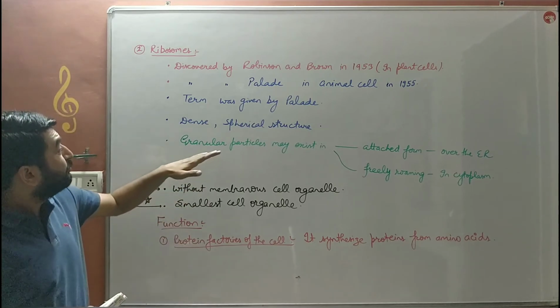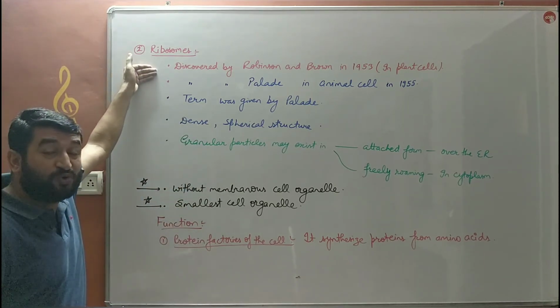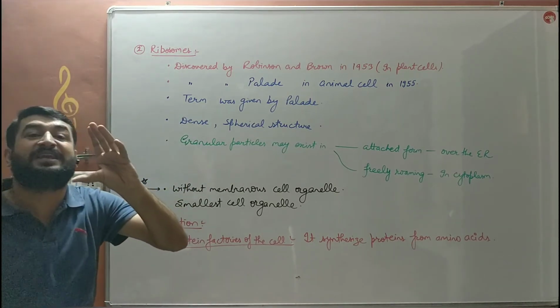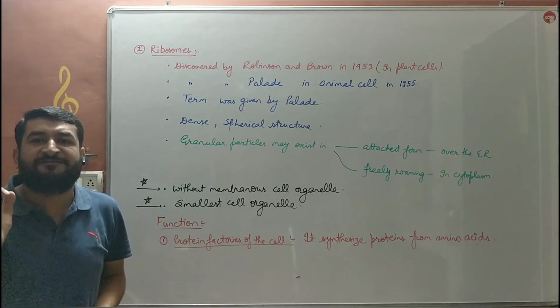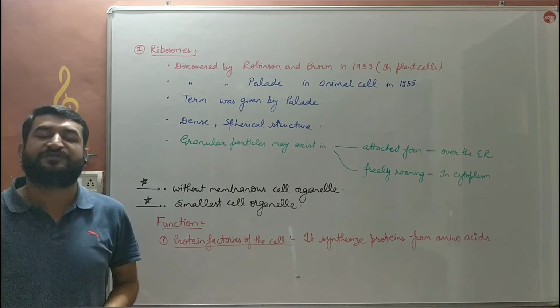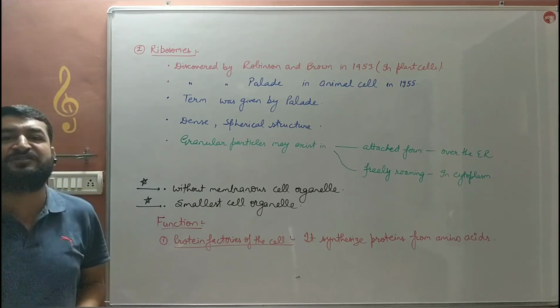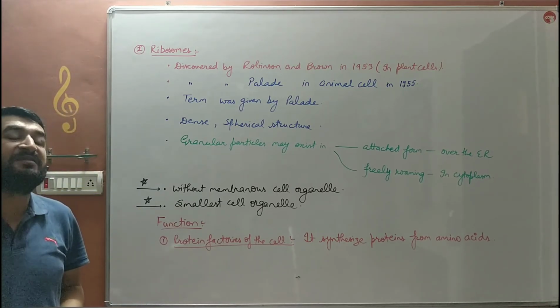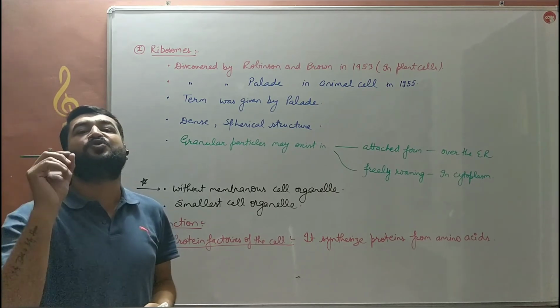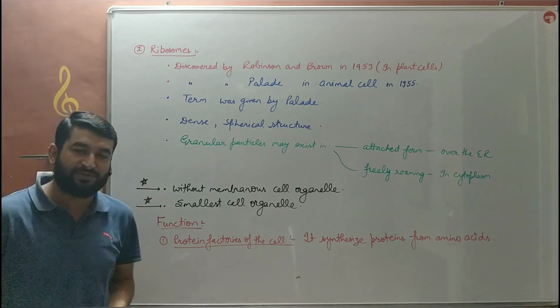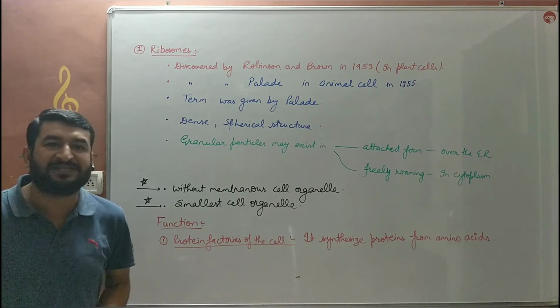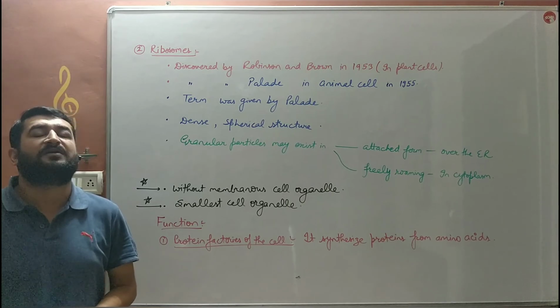As proteins are formed inside the ribosomes, ribosomes are also given the name protein factories of the cell. So if someone asks you what the protein factories of a cell are, the answer would be ribosomes. Which cell organelle does not have any membrane? That is ribosomes. Which organelle is the smallest inside the cell? That is also ribosomes.